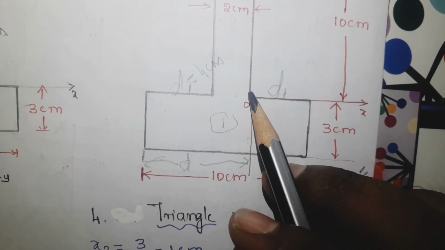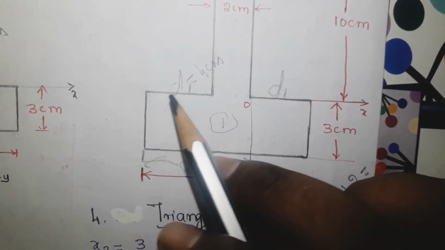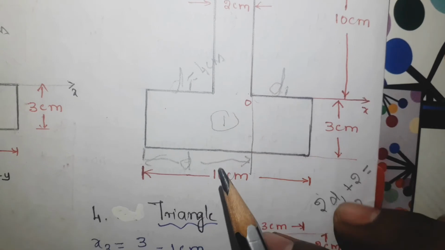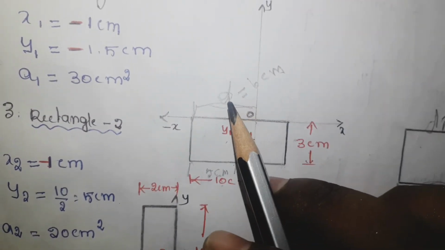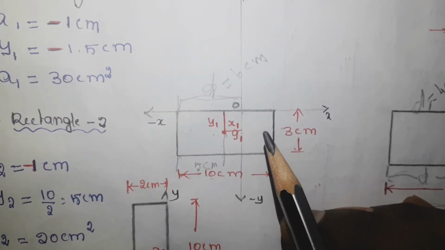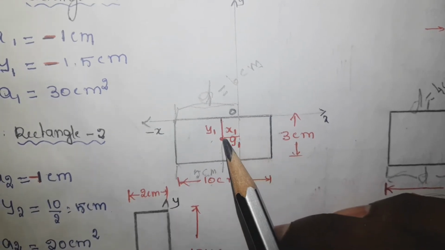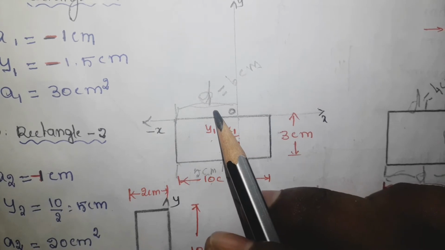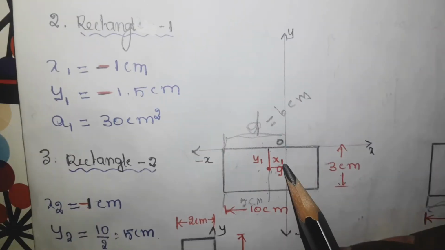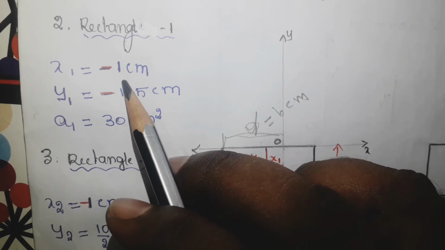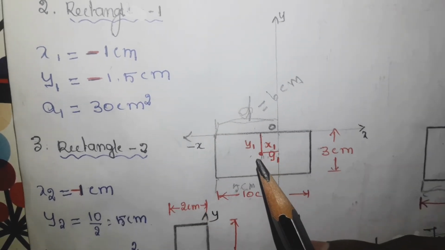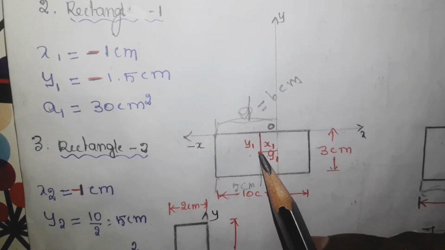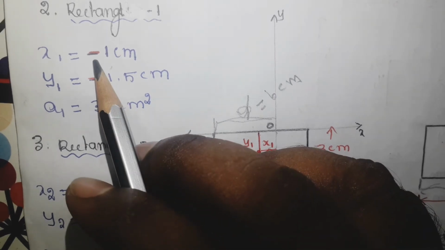I want to know the distance between this point and this point, which is nothing but 4 plus 2, 6 centimeter. Okay, so now d is equal to 6 centimeter, but I want to know this distance x1. Now you see here x1 plus 5 centimeter equal to 6 centimeter. So ultimately x1 equal to 1 centimeter. I have represented here minus because the point g1 is in that quadrant where both x and y coordinates are minus. So here I have put minus.